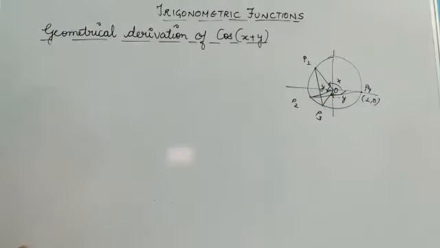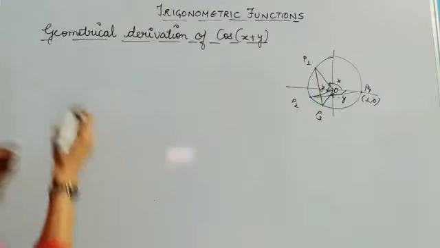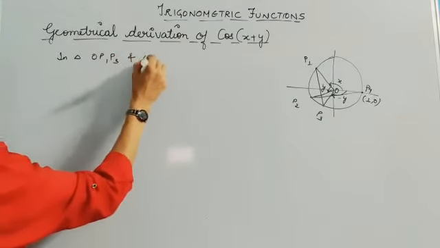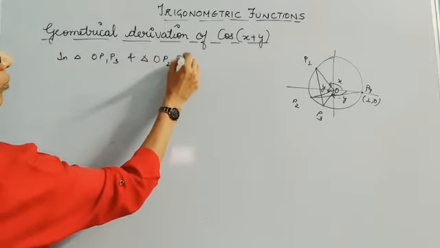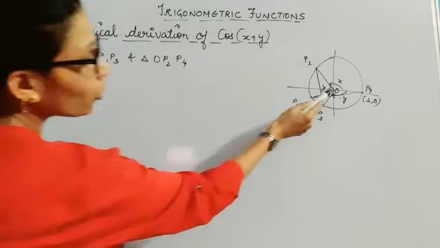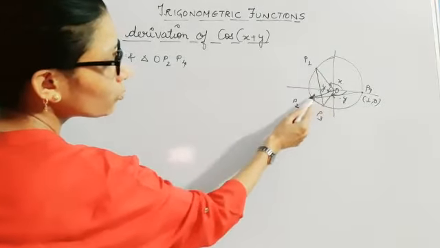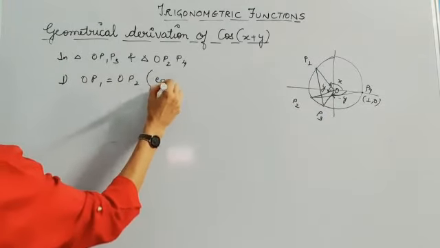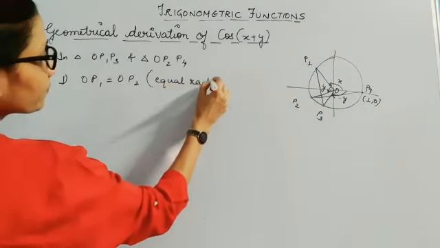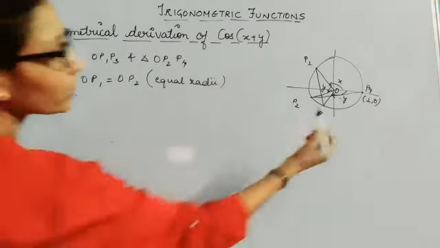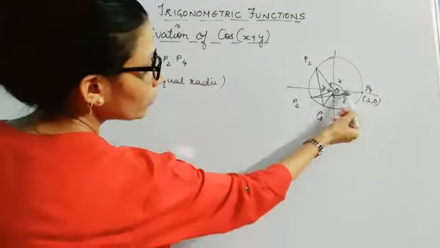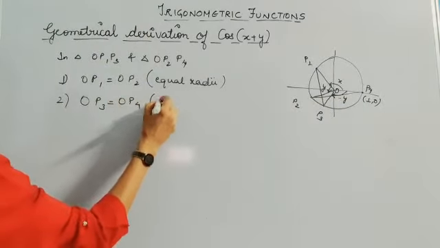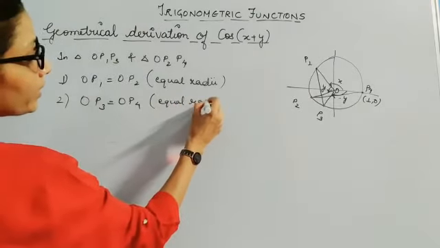So in these two triangles, now I can prove the congruency by writing, in triangle O P1 P3 and in triangle O P2 P4, first of all OP1 is equal to OP2, equal radii. Second, again I can write OP3 is equal to OP4. Again the same reason, equal radii.